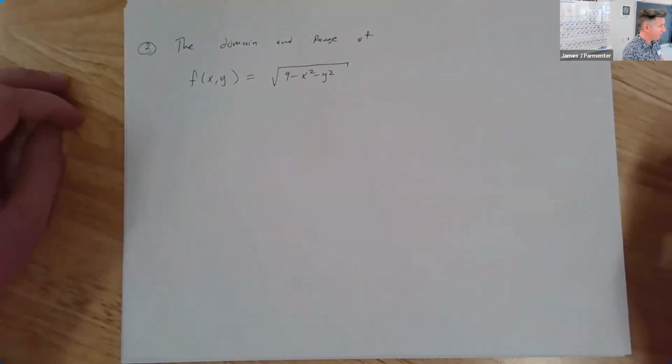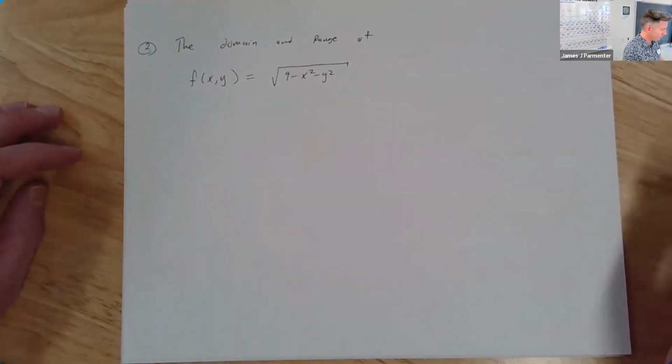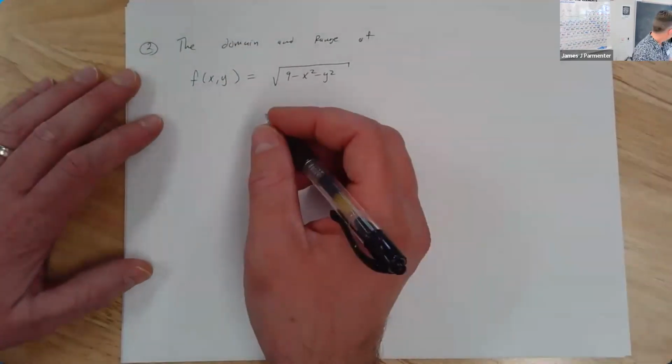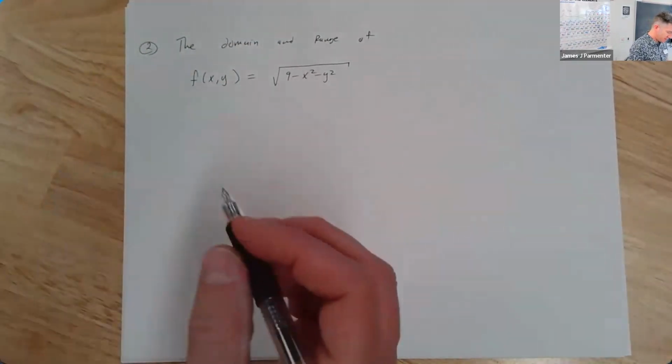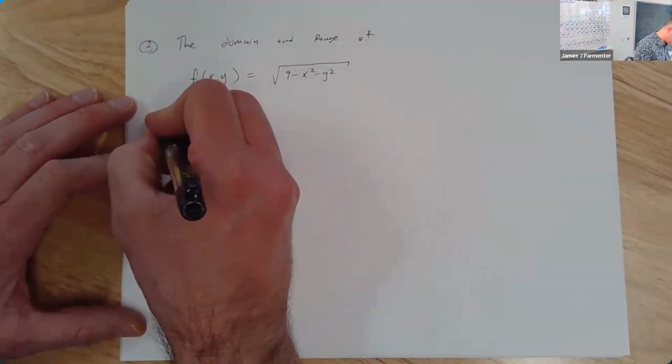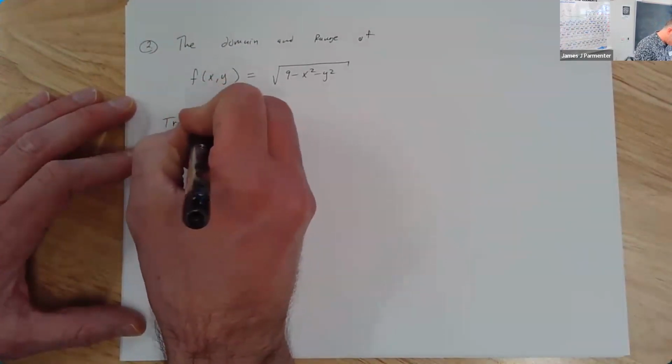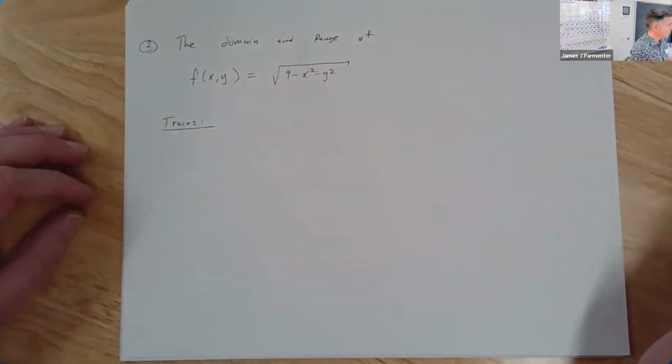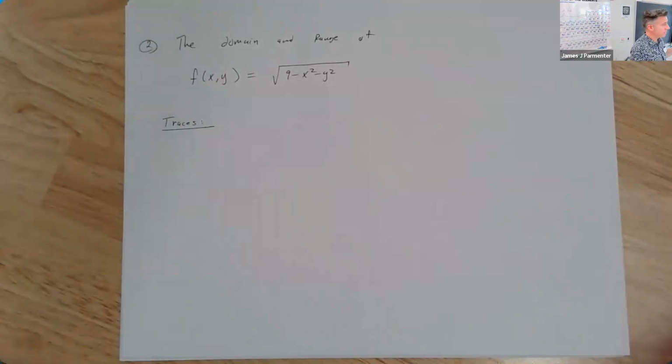It might help to graph this thing. All right, let's go ahead and graph it. Let's actually talk about how we would graph this thing. So I'm going to find the traces. When someone says the word traces, you should be thinking what's happening in each of the three coordinate planes.